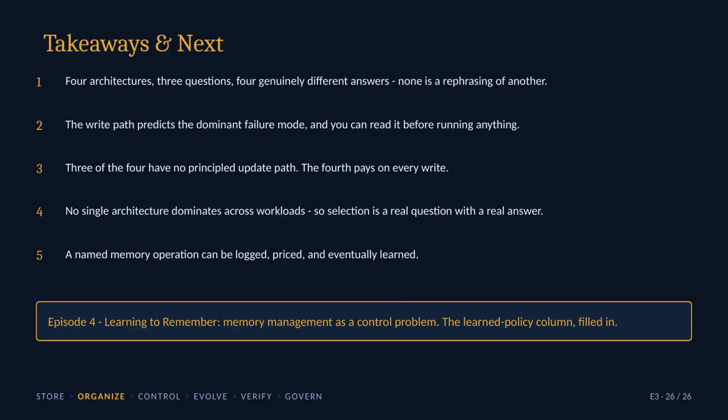5 takeaways. For architectures, 3 questions, for genuinely different answers, and not one of them a rephrasing of another. The right path predicts the dominant failure mode, and you can read the right path before running anything at all. 3 of the 4 have no principled update path, and the 4th pays for 1 on every write. No single architecture dominates across workloads, which makes selection a real question with a real answer.